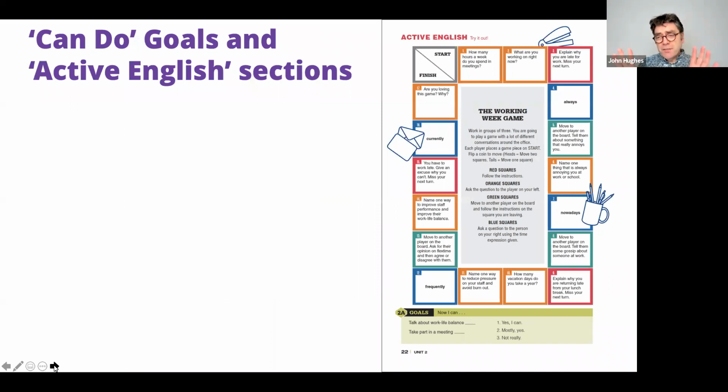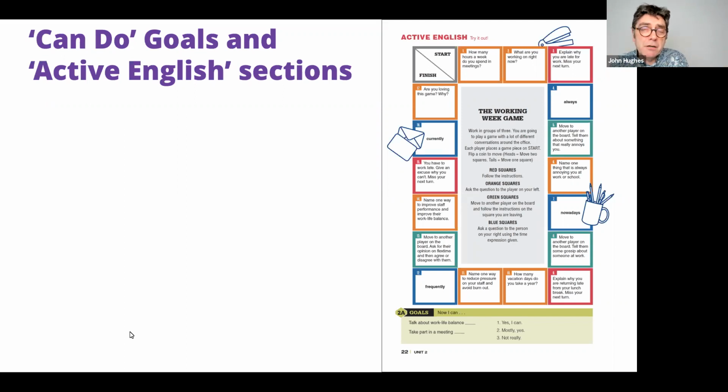And you'll notice the active English page is something quite different usually. Now there's a variety. Throughout the book, there's a lot of consistency between pages. Grammar follows a certain methodology, vocabulary follows a certain methodology. But on the active English page, which comes at the end of the lesson, so you'll see it twice in a unit, it might be a board game like this, so students get into groups, they put a counter on the board and they go around the board and they practice all the language that's come up from the previous pages.